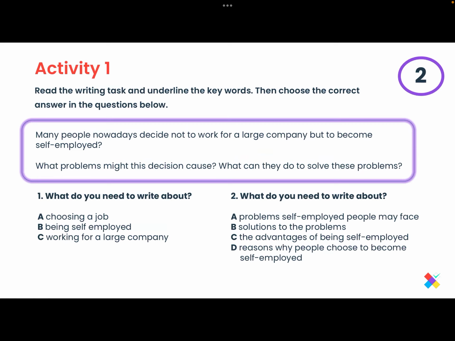So first, what you have to do is to read the task very carefully, underline the keywords, and then answer questions 1 and 2. There might be more than one correct alternative, and you've got 2 minutes to do so.